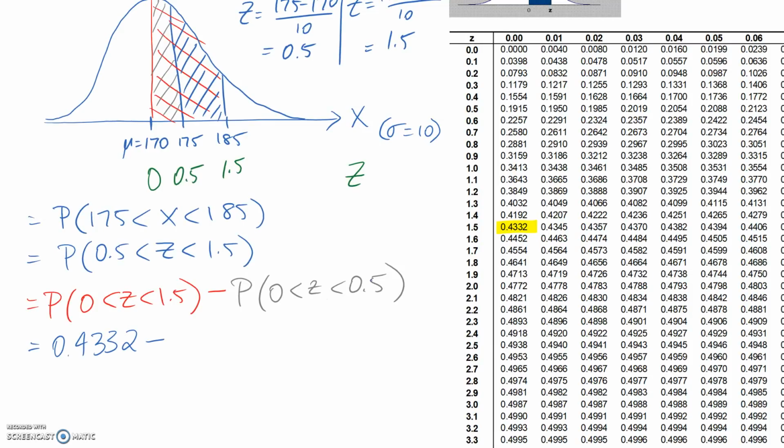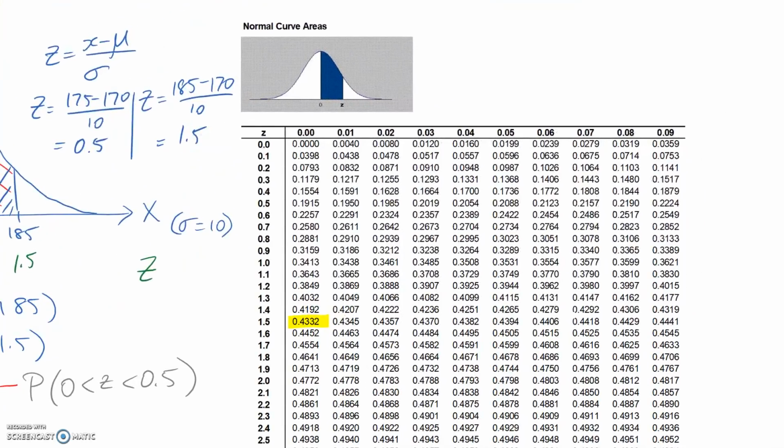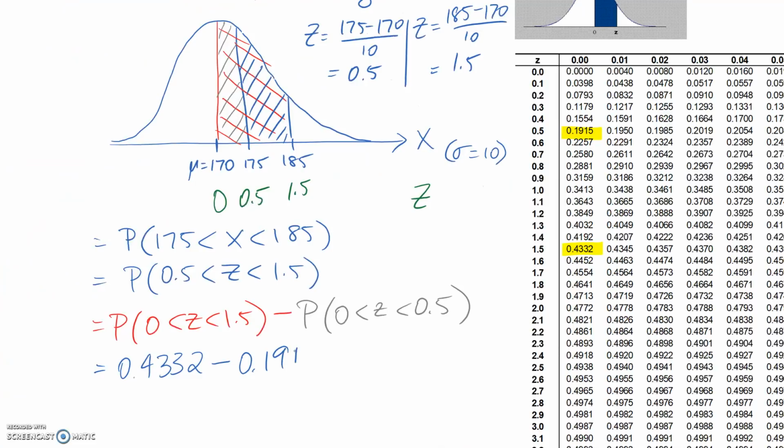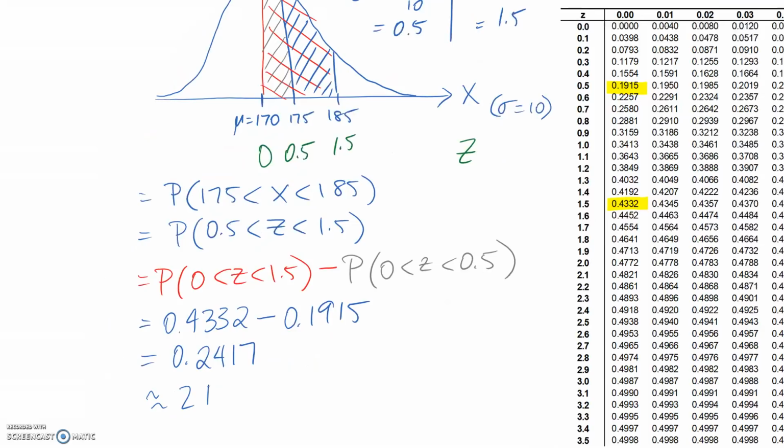Minus this one here, it's from 0 to 0.5. So 0.5 is here, second decimal is 0, so that's the one we want to pull. 0.1915. And if we type that into a calculator, 0.2417. So that's about 24% chance.